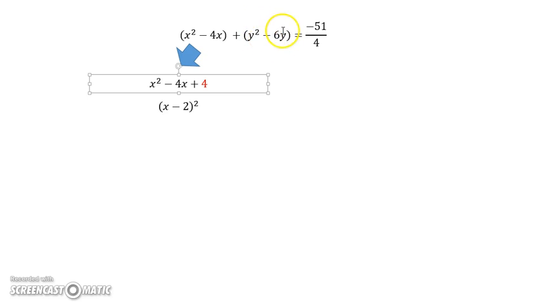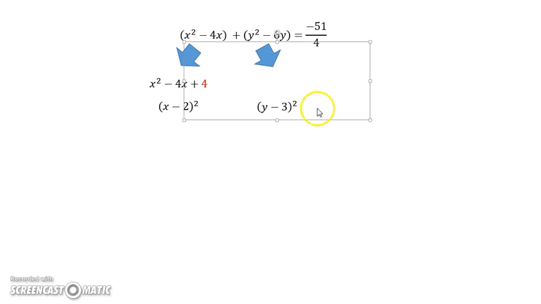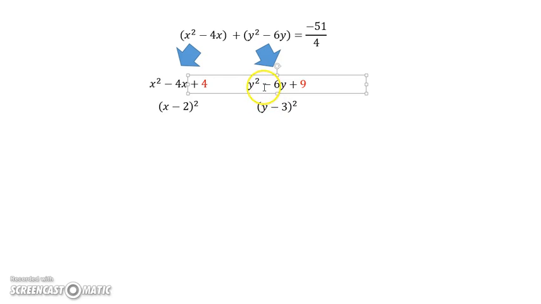And with our y terms, we want to complete the square in which we get y minus, and we want to take b over 2, so y minus 3. So y minus 3 squared, and if we expand that out, we get y squared minus 6y, which are the 2 terms we have, and then we add an additional 9.